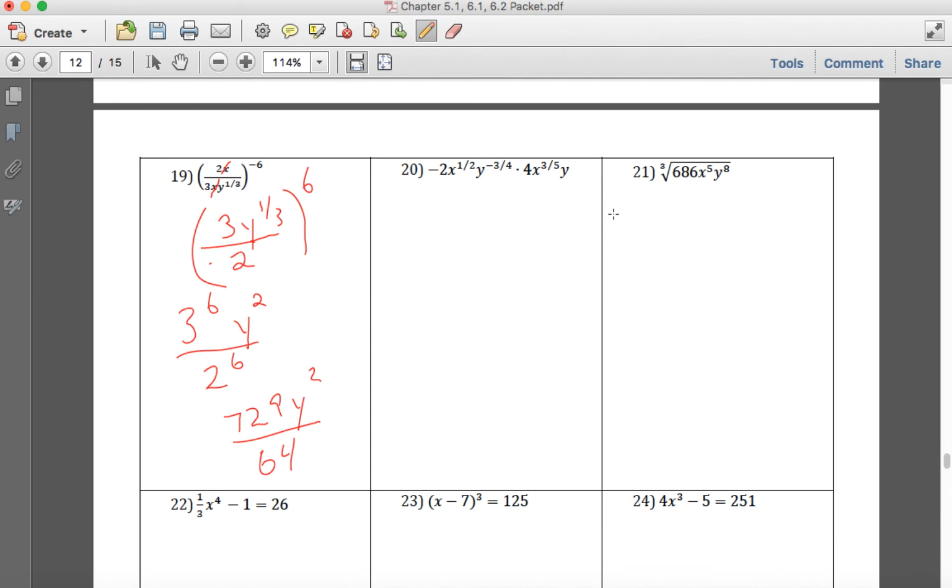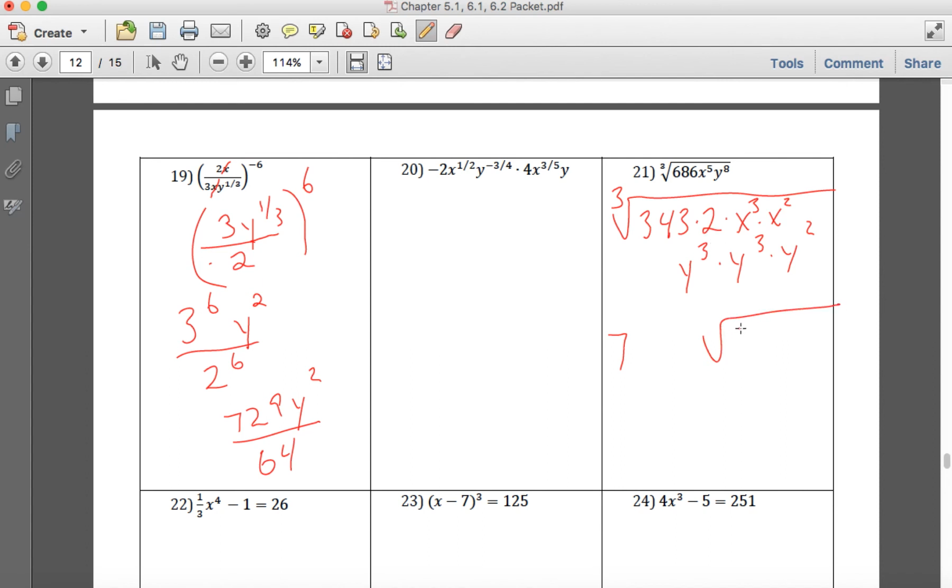Let's jump on over here. Any cube roots in 686? 343, 2 times. X to the 5th is x cubed times x squared. Y to the 8th is y cubed times y cubed times y squared. Cube root of 343 is 7.